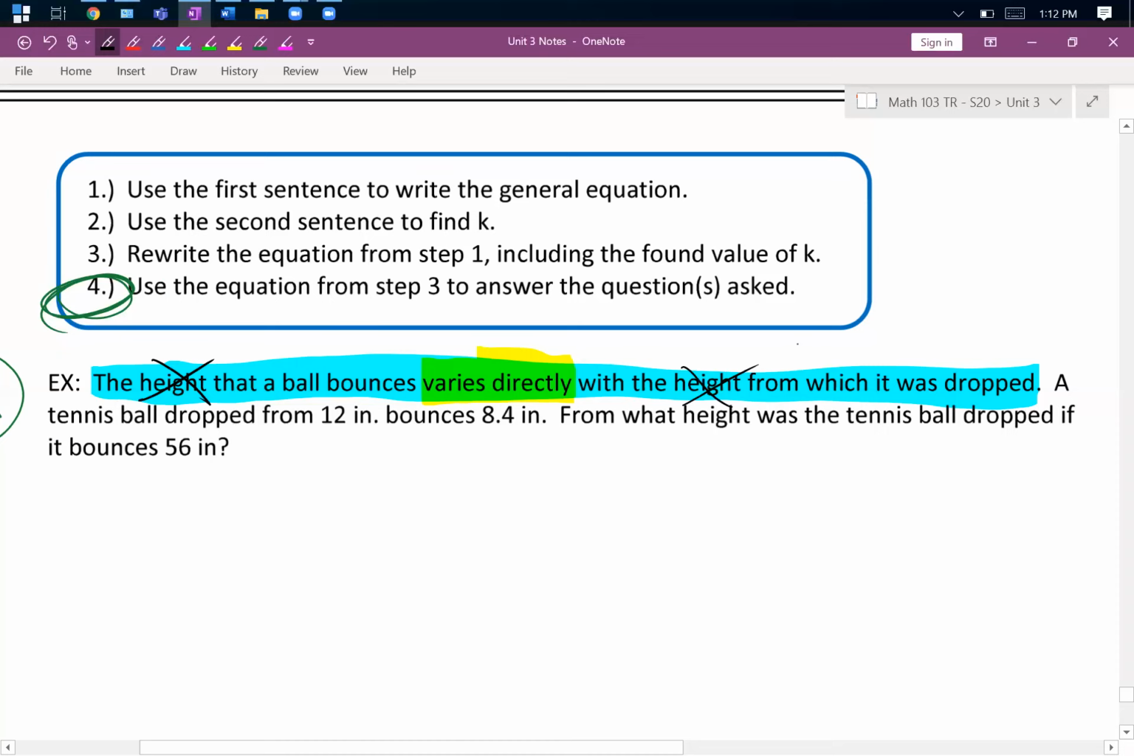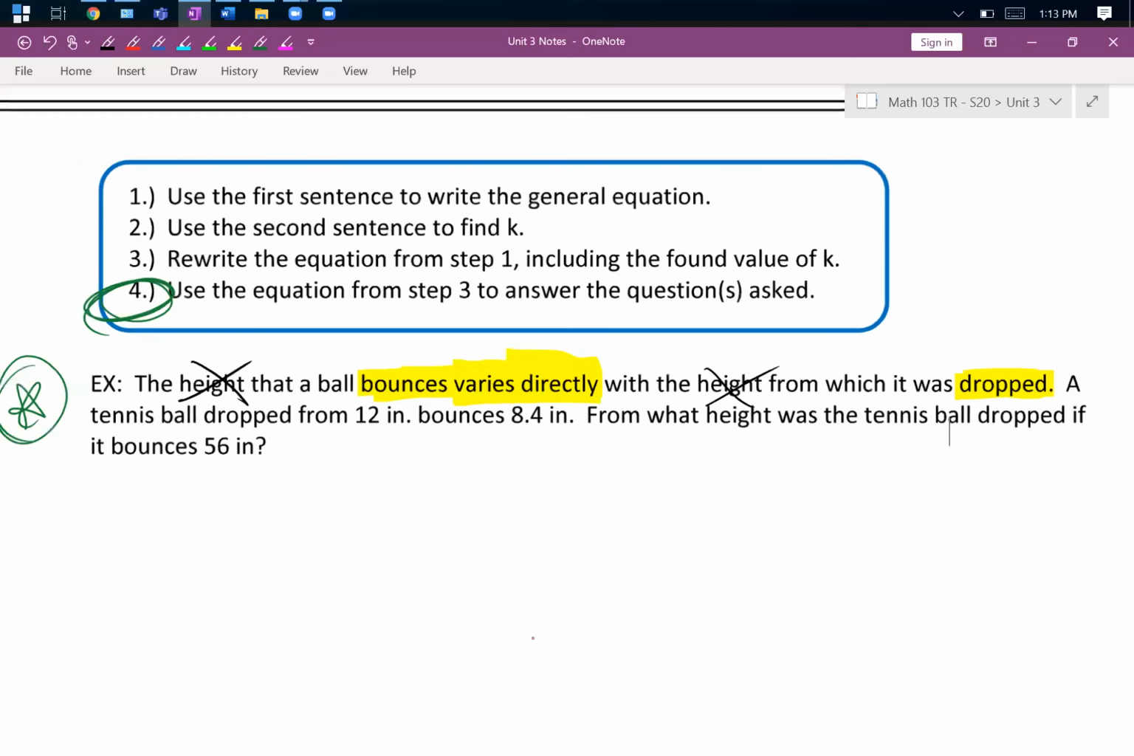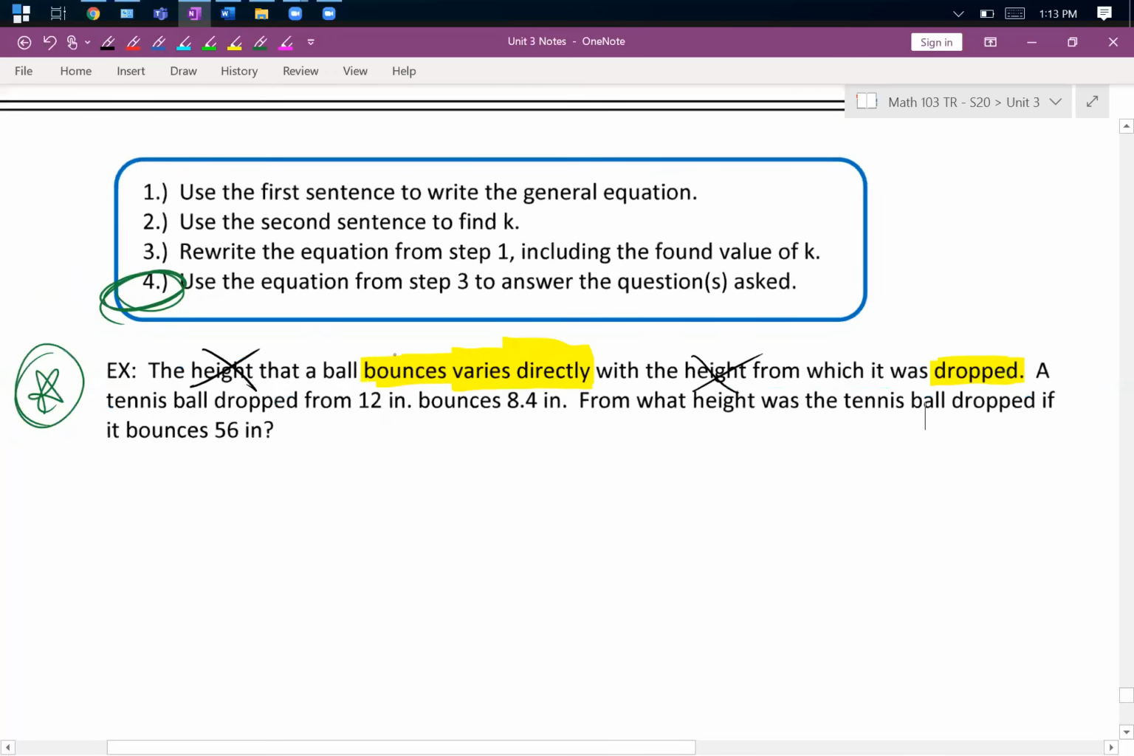So I'm going to pick the other words that I see there, and not words like the and a. So the ball bounces, the bounce varies directly from where it was dropped. Personally, I would strip this all the way down to bounces varies directly with dropped. And then I'm going to write my generic equation. So what's it going to be? B equals K times D. Perfect.